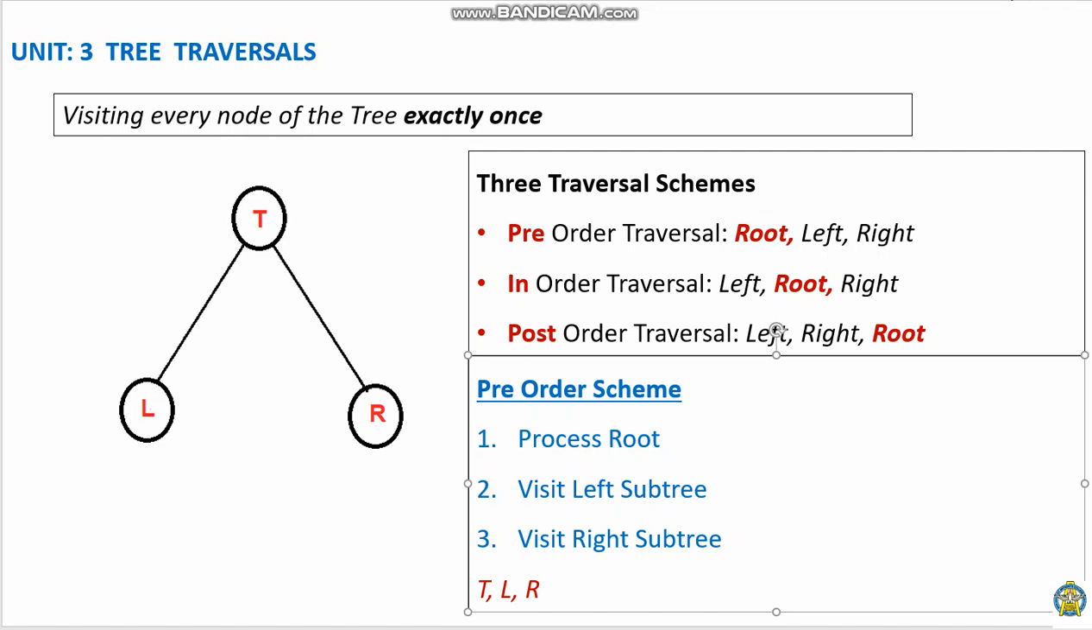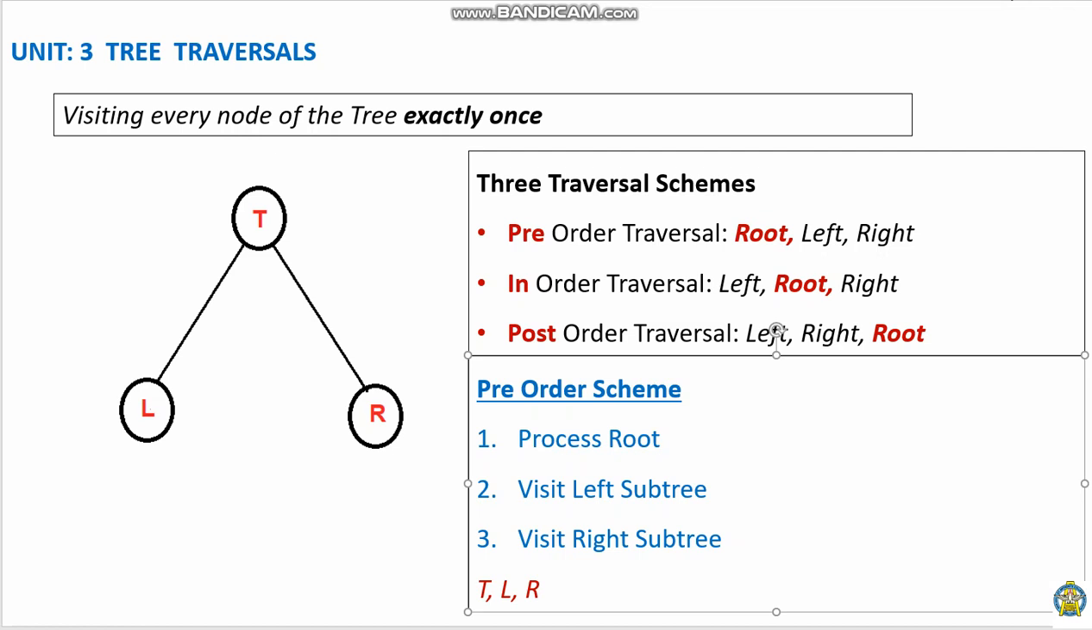Dear friends, we are into the next section in Unit 3 of Trees and Graph. We will be seeing here what are called tree traversals. This is one of the basic operations that is done in a tree.